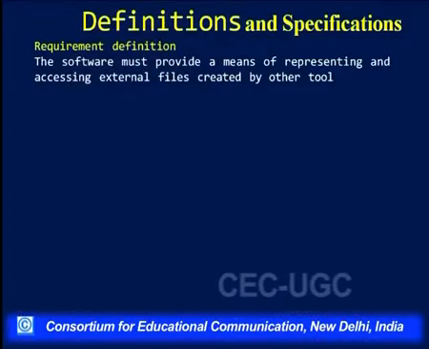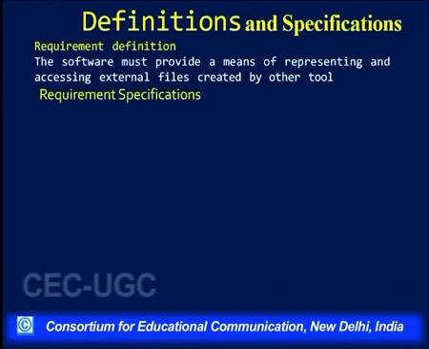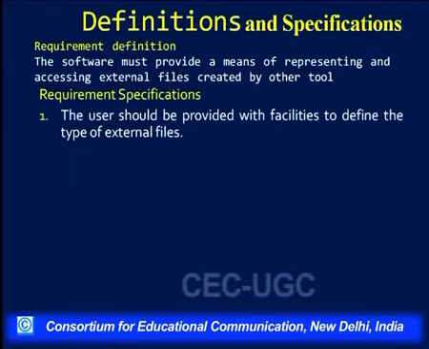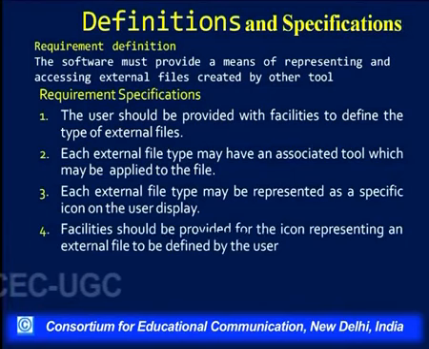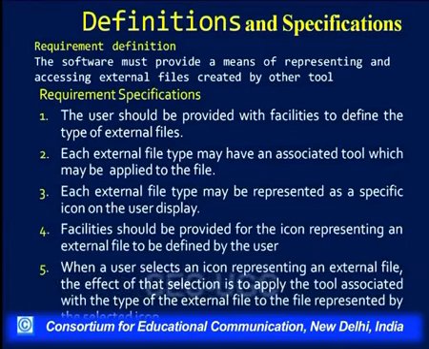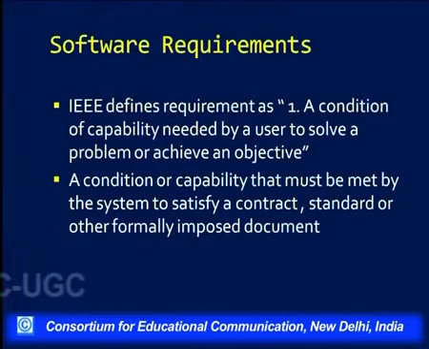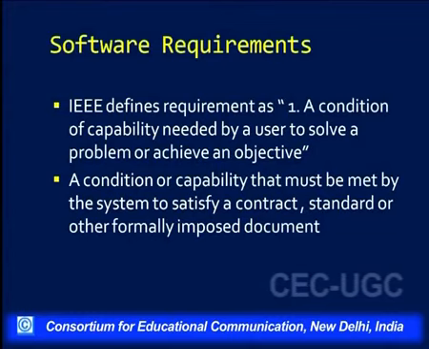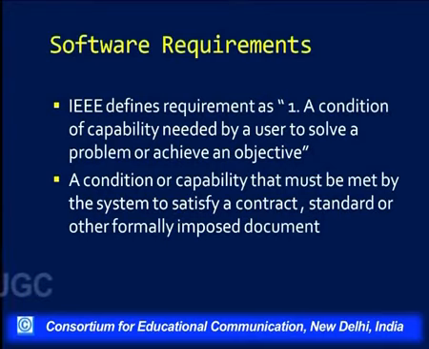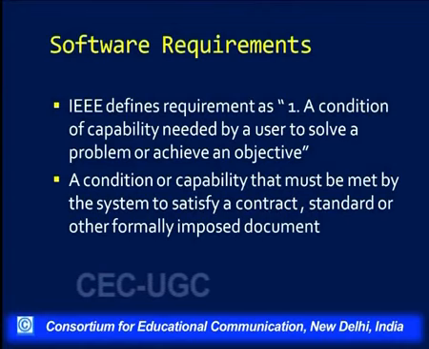So when we talk about requirement definition, for example, the software must provide a means of representing and accessing external files created by other tools. The requirement specification should be provided with facilities to define the type of external files. So we are talking about a specific kind of system and what is required from that system. According to the IEEE, a software requirement is defined as a condition or capability needed by a user to solve a problem or achieve an objective.